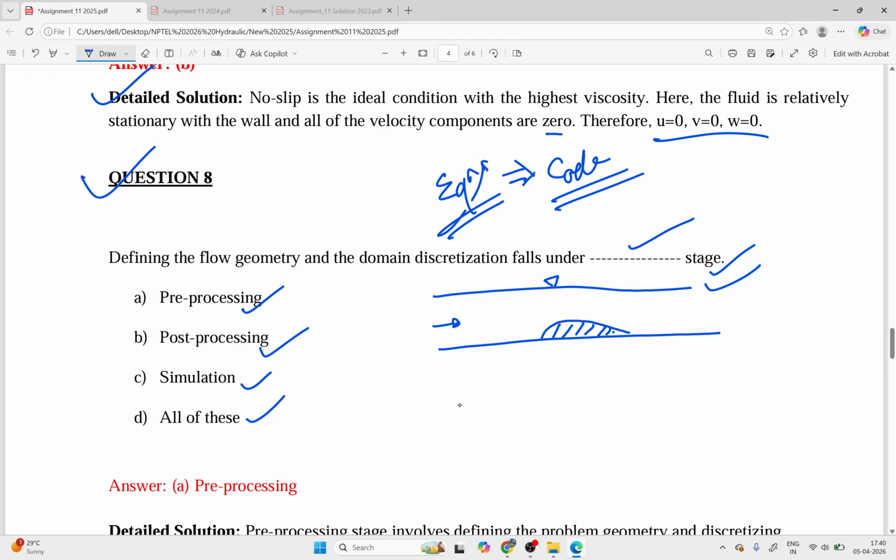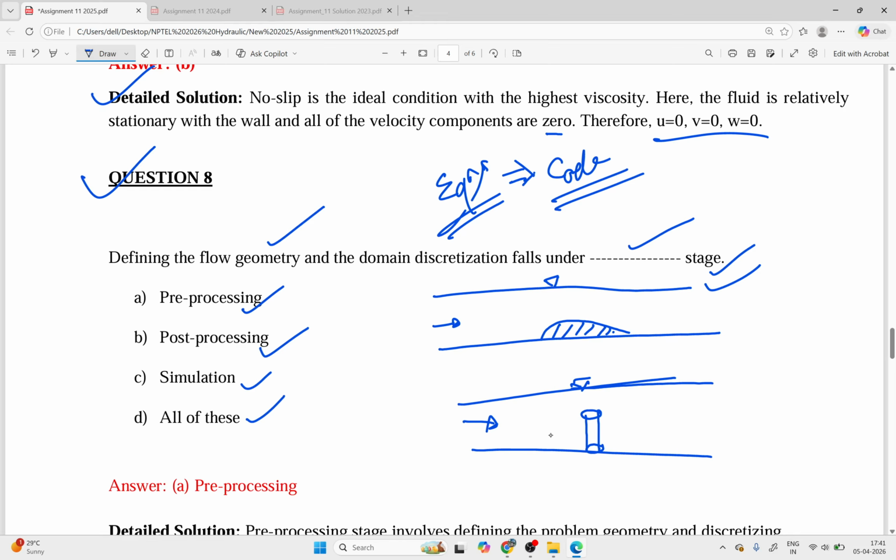Or what will happen if I put... oh, this is your uniform flow. If I put a shell, that is a bridge pier, or you can say a cylinder, in the flow path in an open channel, what will happen? So these are the problems. So once you set the problem, now you have to define the geometry.